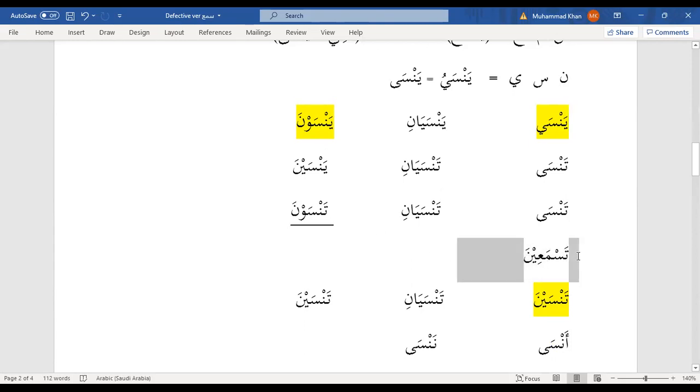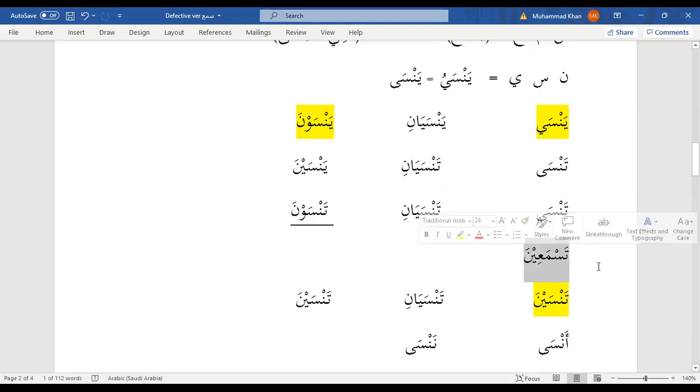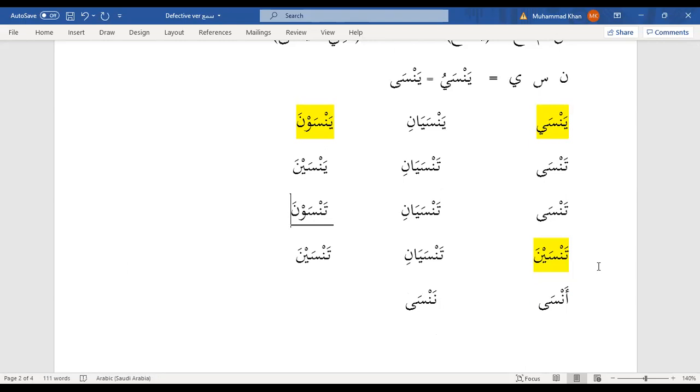And we are going to delete this one as well because we don't need it anymore. We only needed it just to see what kind of changes will take place. And after that, we have tansaina, tansayani, tansaina, ansa, and nansa. So these are the changes that took place, and these changes are the old changes. There is nothing new about these changes. Is this clear?